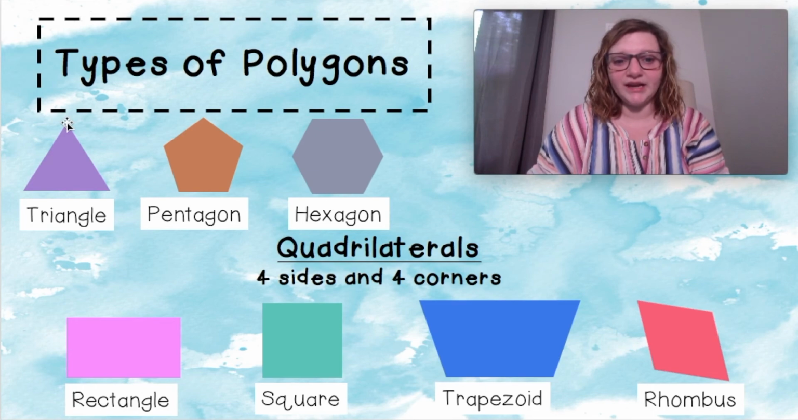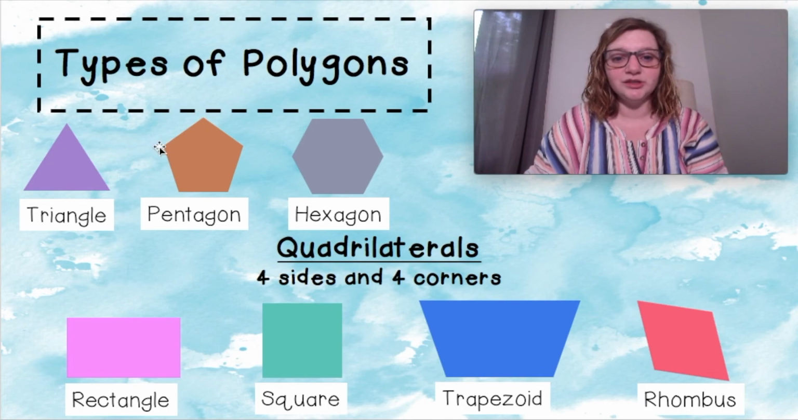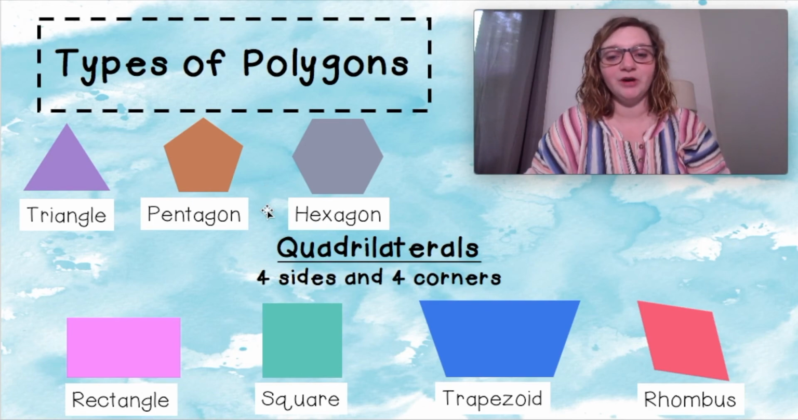Now our pentagon here, let's count up those sides. 1, 2, 3, 4, and 5. So the pentagon has 5 sides. Let's count its corners. 1, 2, 3, 4, and 5. So pentagon has 5 sides and 5 corners.